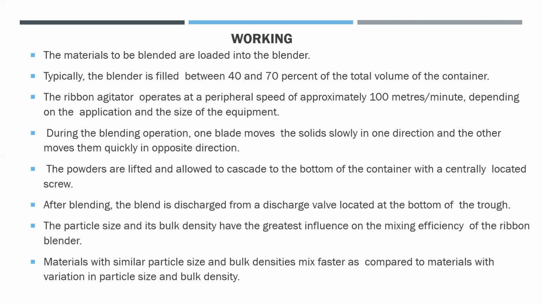The mixing efficiency will be influenced or affected by the particle size and bulk density of the material in this ribbon blender. Materials with a similar particle size and bulk density mix faster. If the particle size and bulk density of two materials are the same, they mix faster compared to materials with variation in particle size and bulk density.